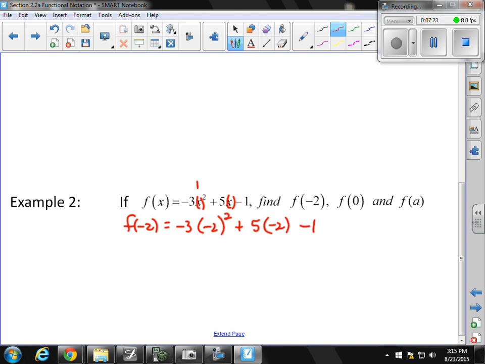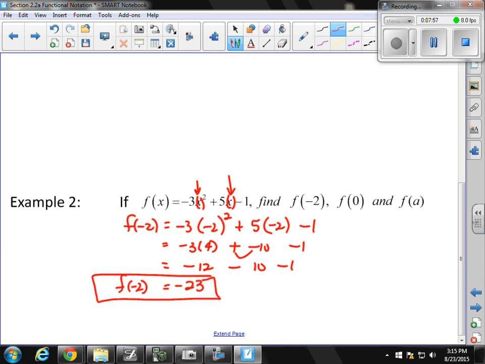So this had two places where we had x's. We replaced each x with that same value. Negative 2 squared is 4. So we have negative 3 times 4 plus 5 times negative 2, which is negative 10, minus 1. Negative 3 times 4 is negative 12. Plus a negative means minus 10, minus 1. Negative 12 minus 10 is negative 22. Minus 1 is negative 23. And that's my answer for f of negative 2.